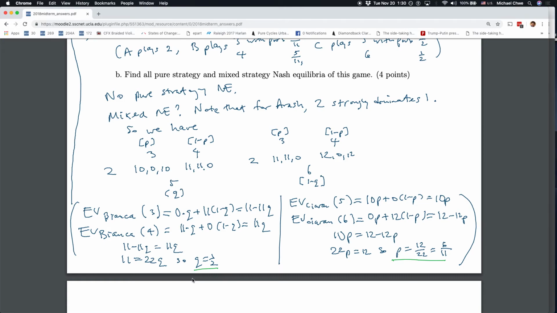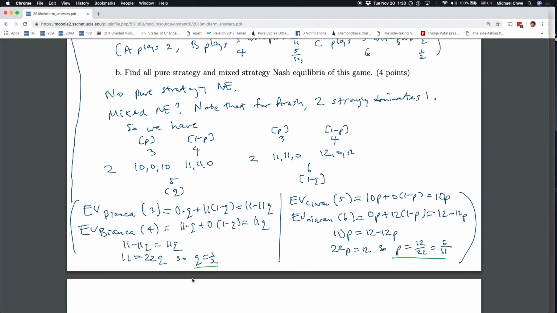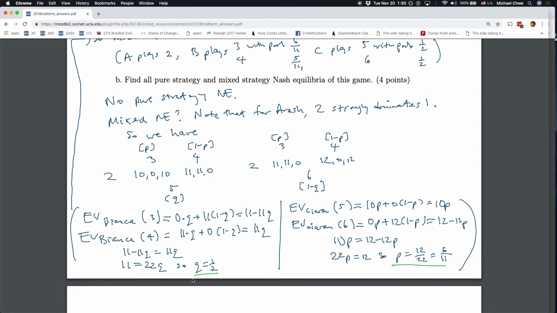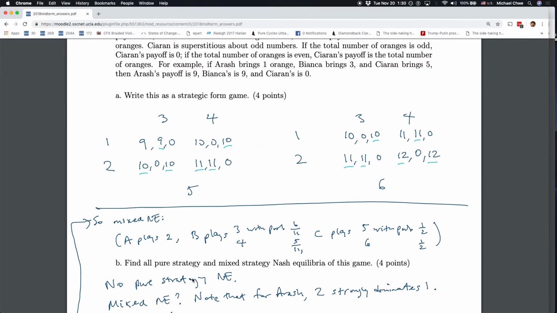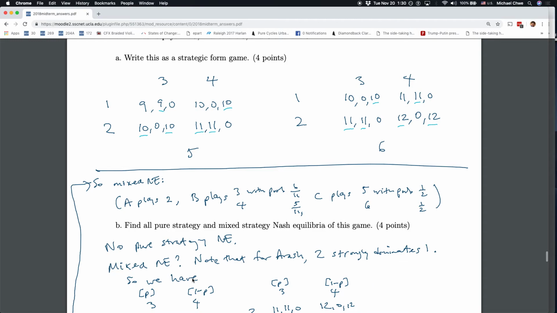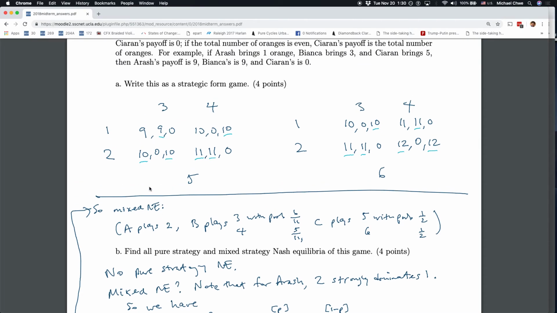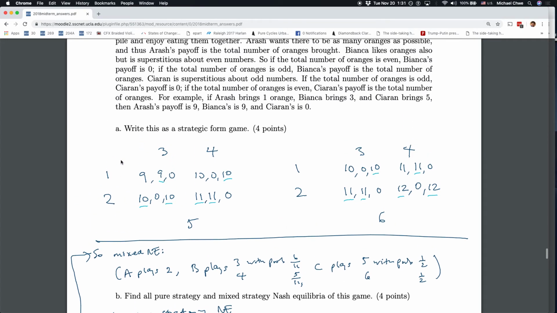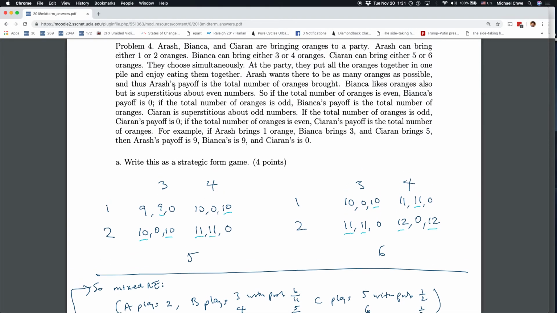Do you remember getting 6 over 11? I thought there were 3 different things. Really? It says 2. Oh, okay. I think the key thing is you see some domination. So simplify it right away. So Arash, remember, Arash wants as many oranges as possible, and Arash doesn't care about the odd and even thing. So for Arash always brings 2. Oh, so just eliminate even before. Yeah, exactly. Right.